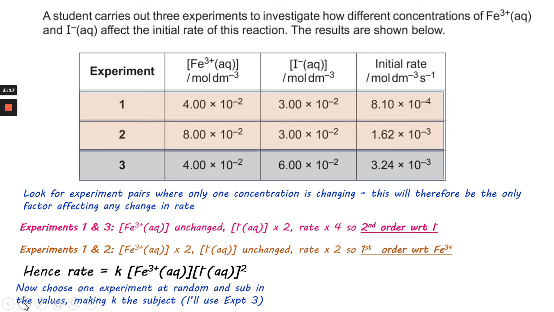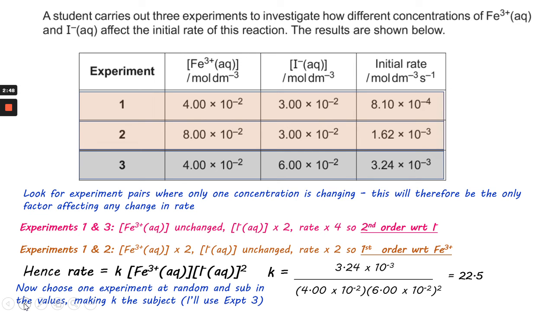So we choose one experiment. I'm going to go for experiment 3. It doesn't matter particularly which one you choose because the numbers should lead to the same value. So you sub the numbers in, making K the subject first, of course. So 3.24 times 10 to the minus 3 goes in at the top, and at the bottom, the values for each of the concentration terms, not forgetting to square the iodide, like so, and that will give us 22.5.